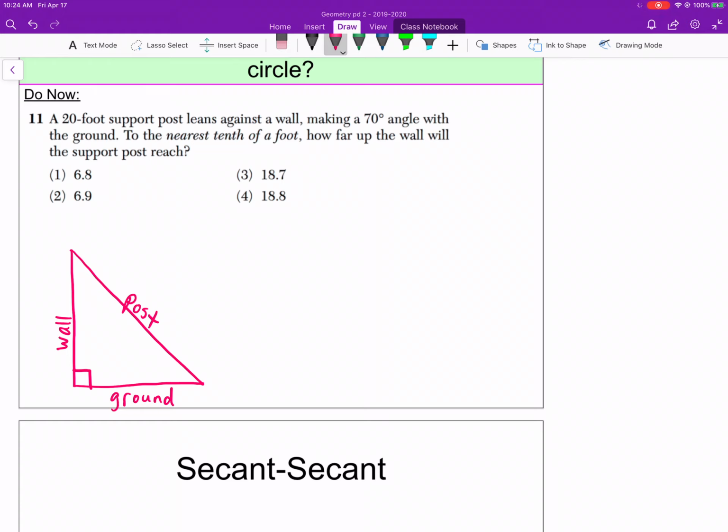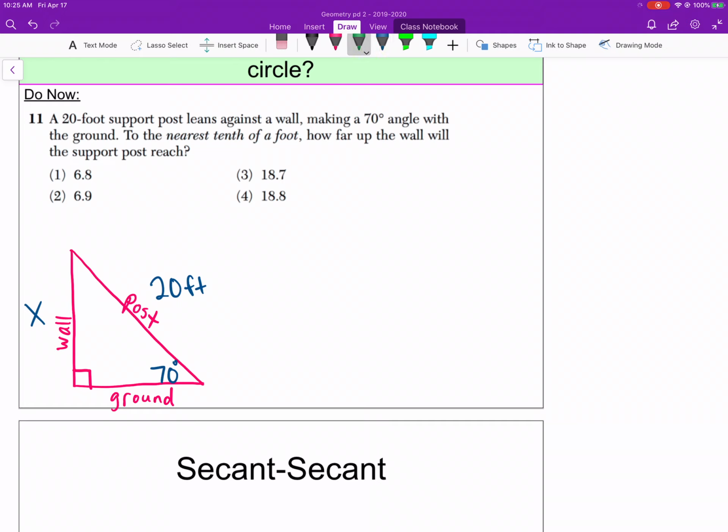Alright, so let's label based on what they told us. So the 20-foot support post. So this post is 20 feet. Leans against the wall, making a 70-degree angle with the ground. So your 70-degree angle is the post and the ground. How far up the wall will the support post reach? So we need to find out essentially the length of the wall here. So we have a classic trig ratio question, nice SOHCAHTOA.